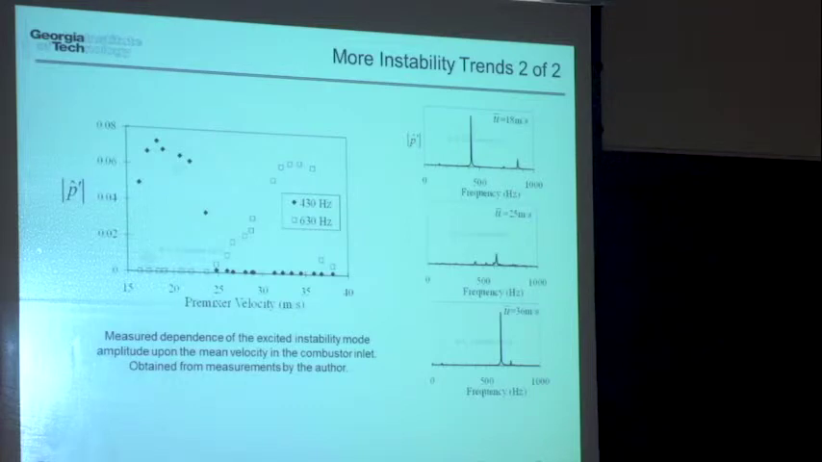I have one data set here that just illustrates this. The way we were varying tau is we were varying premixer velocity. This is one mode, which corresponds to 430 hertz. You can see it going up, coming down, and then staying quiet. And right where that 430 hertz mode goes quiet, the 630 hertz mode pops up. And here are the spectra that show it. This is the 430 hertz mode, and this is its first overtone. In the next condition it's pretty much gone away, and you start seeing that 630 hertz mode popping up. It's really popped up.